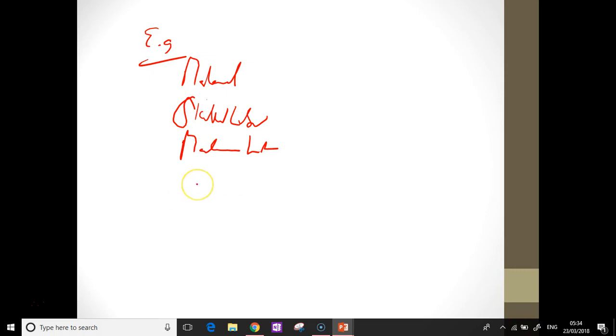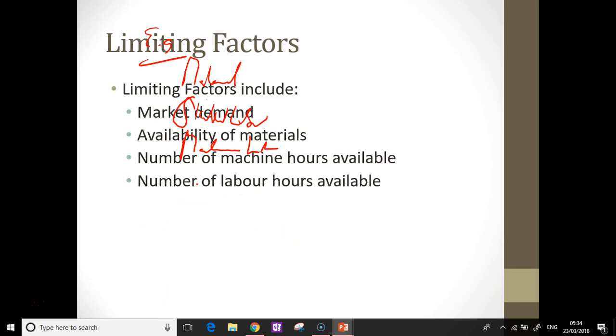Now, a simple rule, let's go, it's actually on here. So limiting factors include all these things here that I just mentioned.